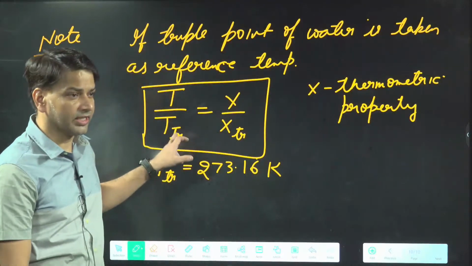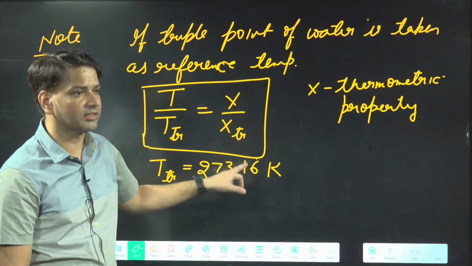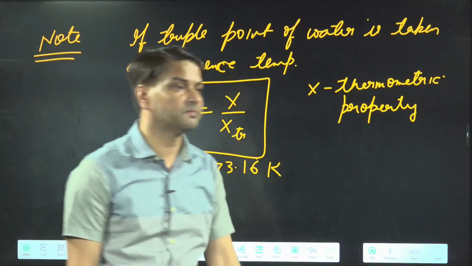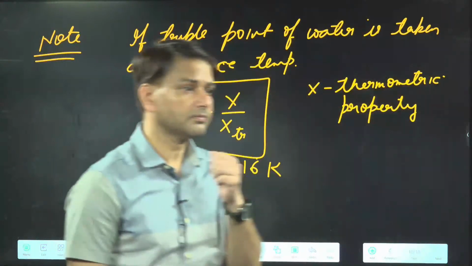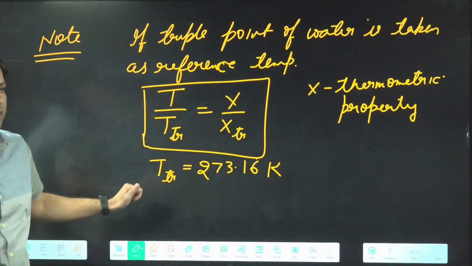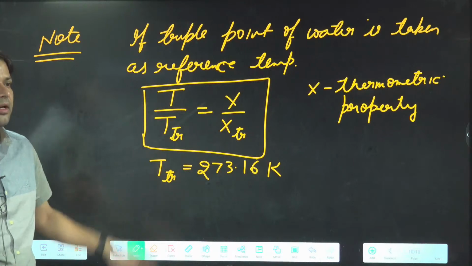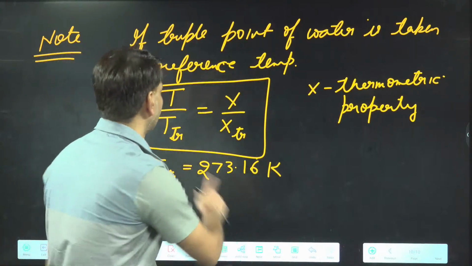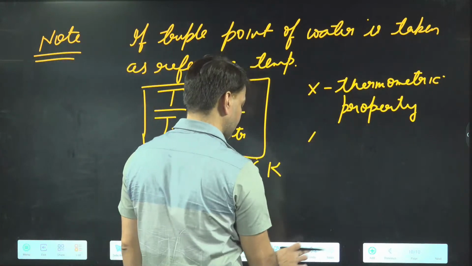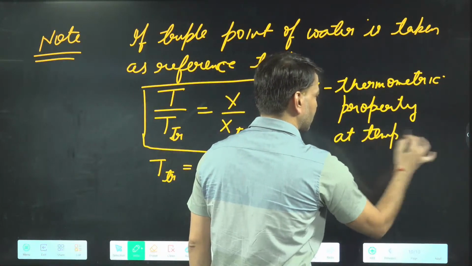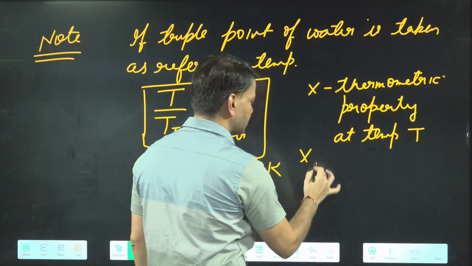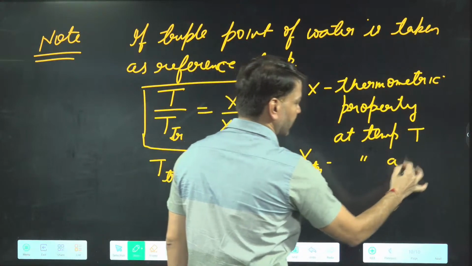So TTR we know, X they will give, XTR they will give. From that we can find the unknown temperature. Everybody got or not? So X is the thermometric property at temperature capital T, and XTR is the thermometric property at the triple point.